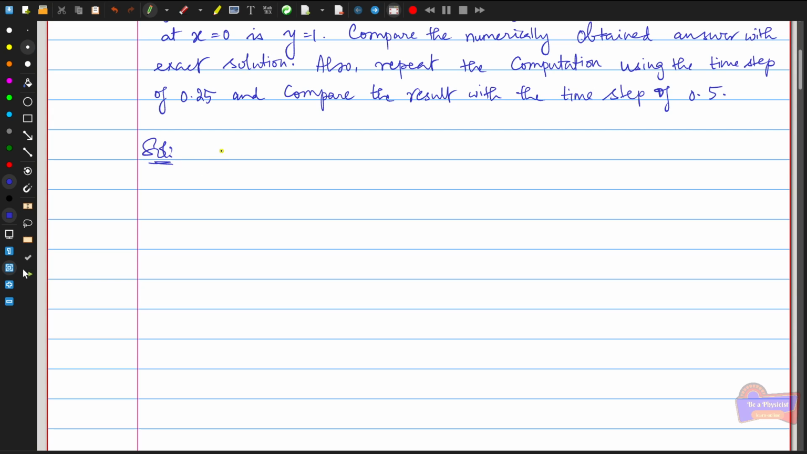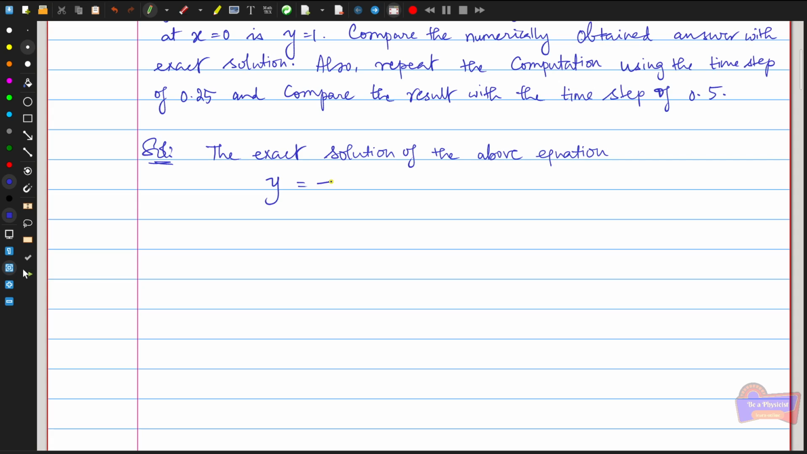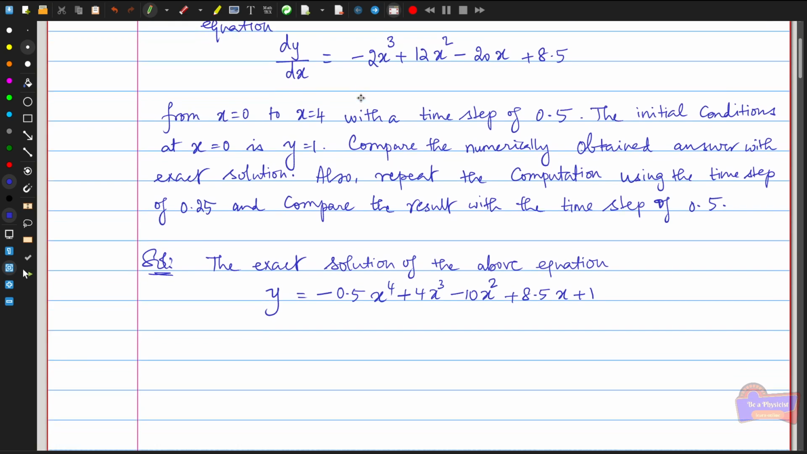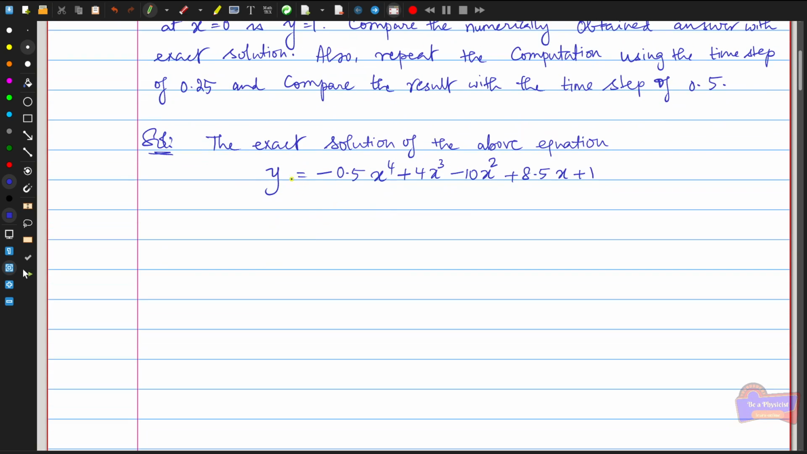First we should look at the exact solution of the above equation. It can be written as y equals minus 0.5x to the power 4 plus 4x cubed minus 10x squared plus 8.5x plus 1. So this is the exact solution of the corresponding differential equation, and we have to compare the numerical method with this exact solution.